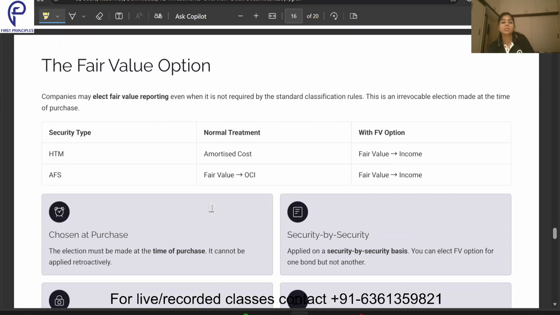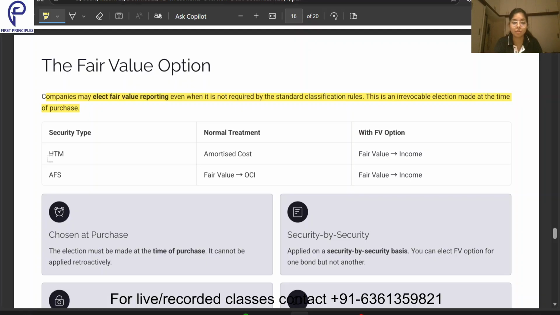So over here the fair value option is given. The companies may elect fair value reporting even when it is not required by the standard classification rule, and this is an irrevocable election made at the time of purchase. That means if we are recording a particular kind of security at the fair value, then we cannot go back to some other method of recording.